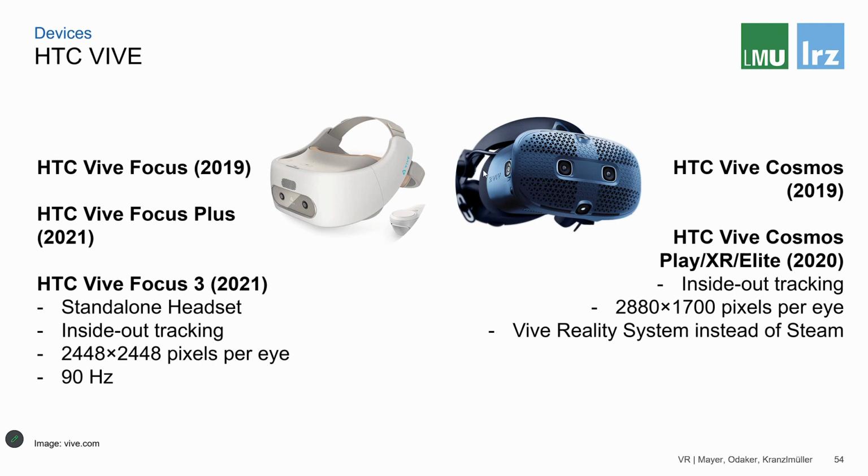The Cosmos, originally released in 2019. In 2020, they released the Cosmos Play XR and Elite. It's also an inside-out tracking device. It also has decent resolution per eye. They went away from SteamVR with this one, and have their own Vive reality ecosystem. The Cosmos was originally criticized for having not very good tracking and needing a lot of light to work properly. So again, it was not really that cheap, and other devices were just considered the better deal. So yeah, it's still around, but it never really was that impactful in the market.